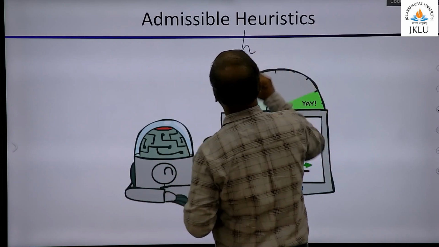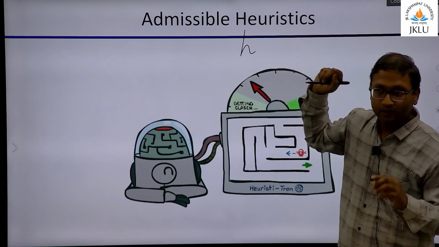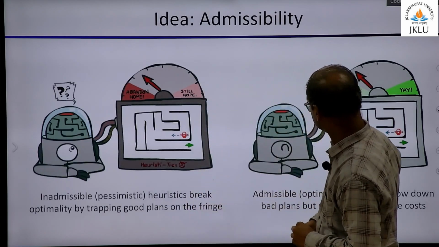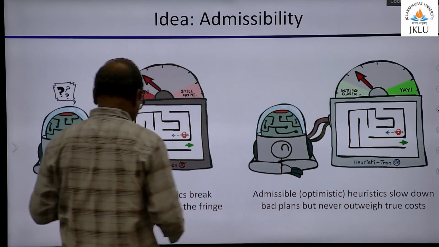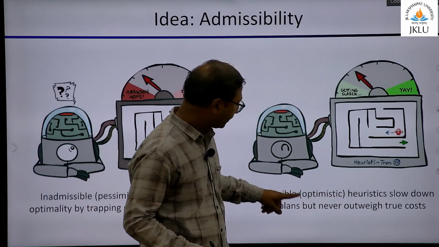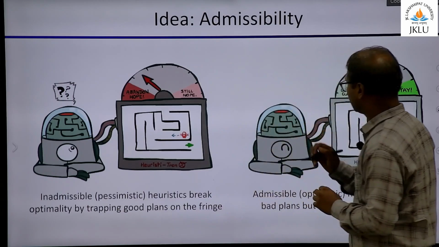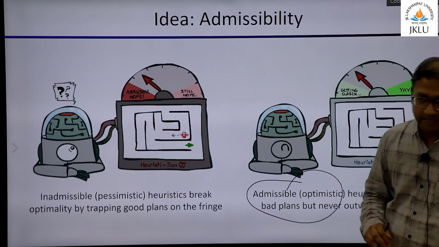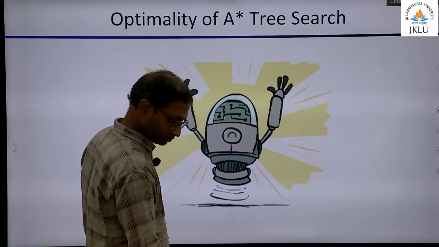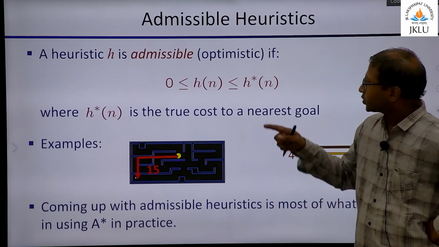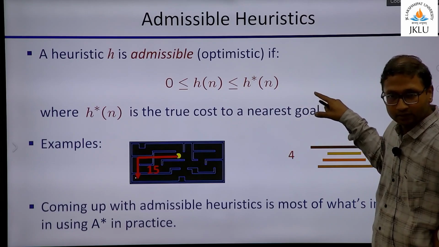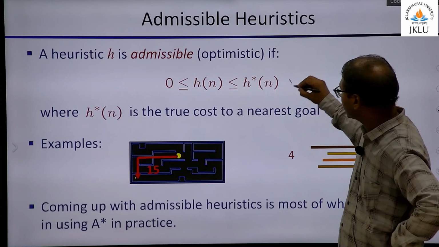So H was for heuristics. Not every heuristic will do it. A heuristic must be admissible for A star to be optimal. Now we talk about that. So an inadmissible heuristic breaks optimality by trapping good plans on the fringe. Admissible heuristics slow down bad plans but never outweigh the true cost. So if your H is admissible, then A star is optimal. So a heuristic H is admissible if this happens, where H star is the true cost to a nearest goal. Examples, so leave this aside, just concentrate on this right now.